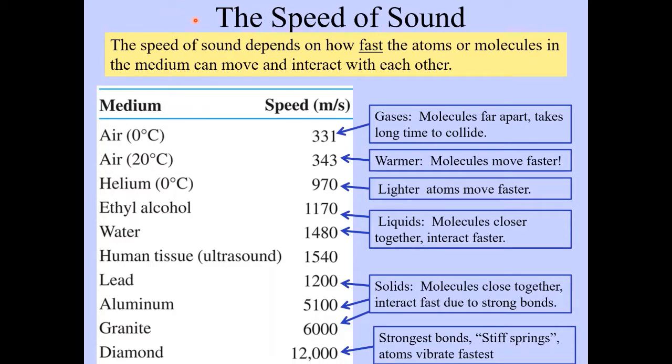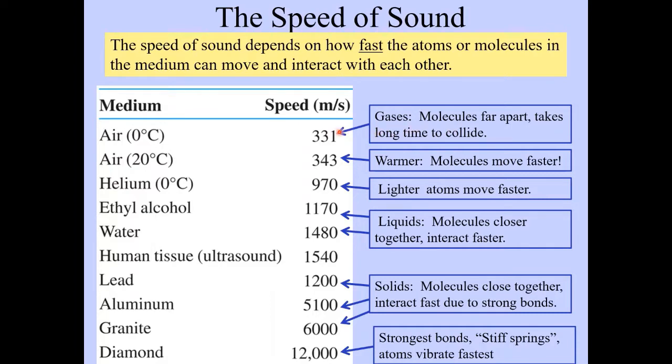So the speed of sound, that's how fast the sound wave moves through air. And the speed of sound depends on how fast the atoms or molecules in the medium can move and interact with each other. So if we have air at a cold temperature, 0 degrees Celsius, remember, is the freezing point of water. So that would be on a cold winter day up in the mountains or something like that. And you can see that the speed of sound is pretty slow, relatively low on this chart. It's 331 meters per second.